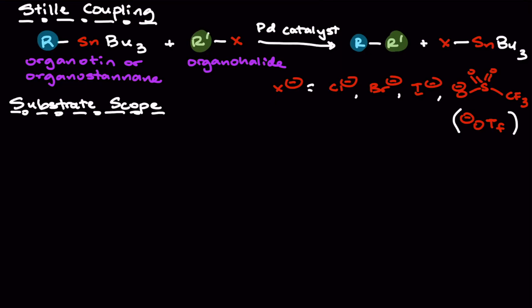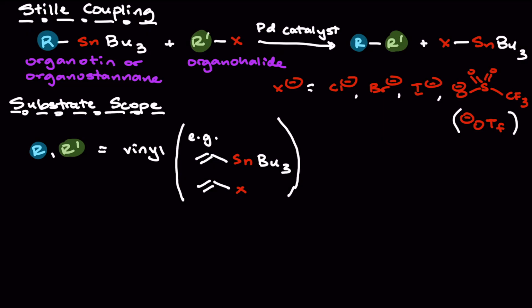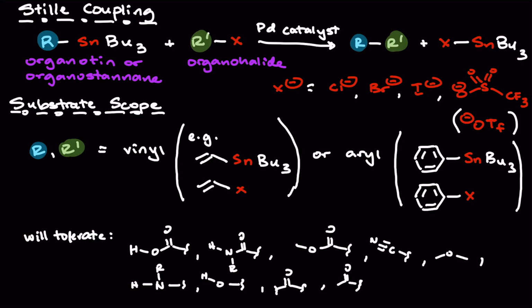Stille couplings have a pretty wide substrate scope. Both your R and your R prime can be vinyl groups or aryl groups. Your reagents are really selective in your Stille coupling. They will tolerate a wide variety of functional groups in the rest of the molecule. So carboxylic acids, amides, esters, nitriles, ethers, amines, alcohols, ketones, or aldehydes can all be present in your molecule, and your organotin compound will not react with any of those. It would exclusively react with your organohalide and then couple with that R group on the organohalide.